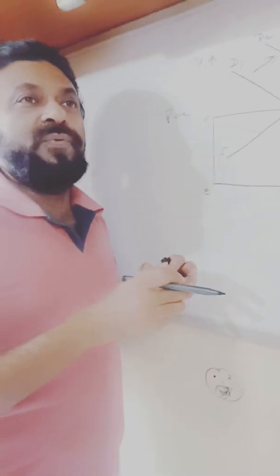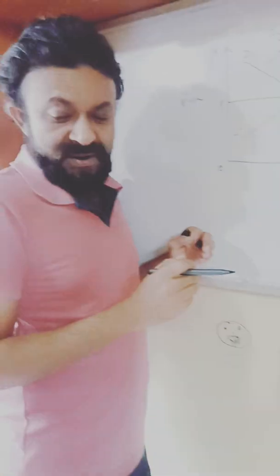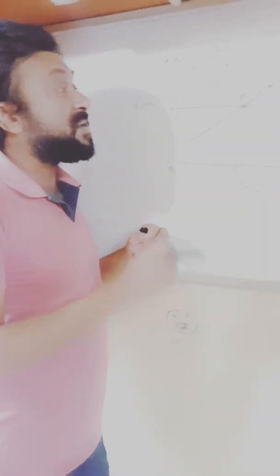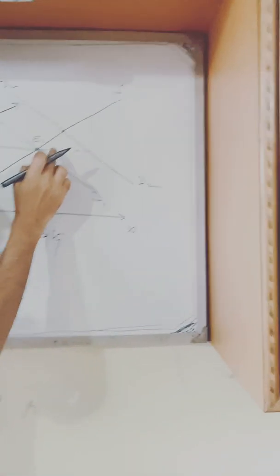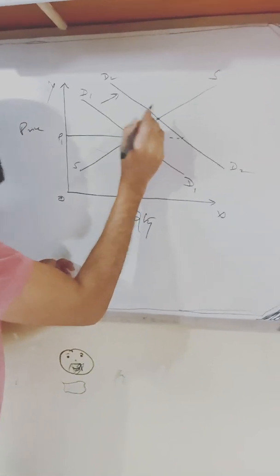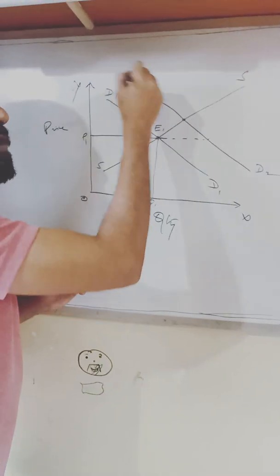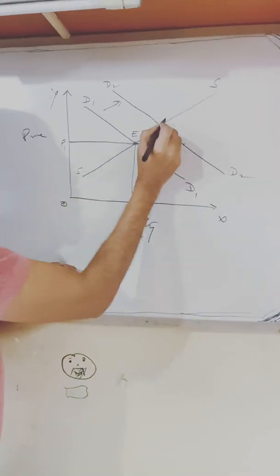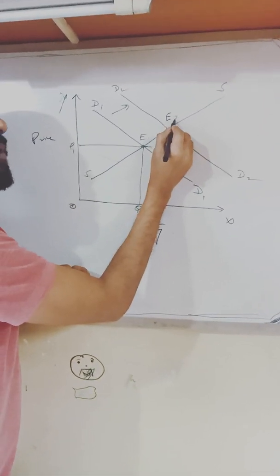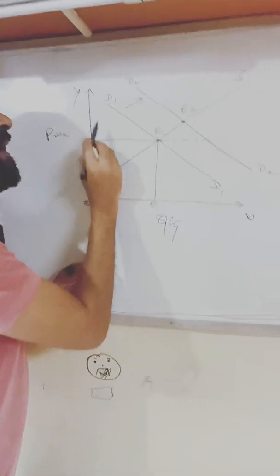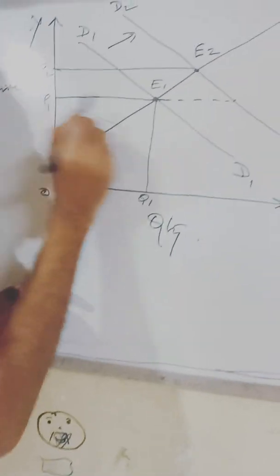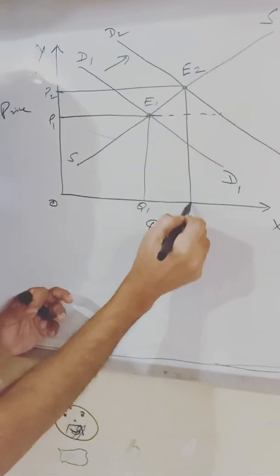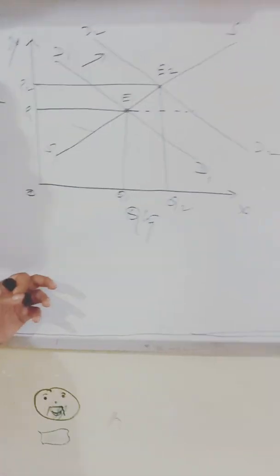Earlier I told you, whenever there is excess demand, price tends to rise. See, the equilibrium price will rise here. Equilibrium price will rise, and ultimately, when the new demand curve cuts the supply curve, this is the new equilibrium point, E2. The new equilibrium price is P2. The new equilibrium quantity is Q2.